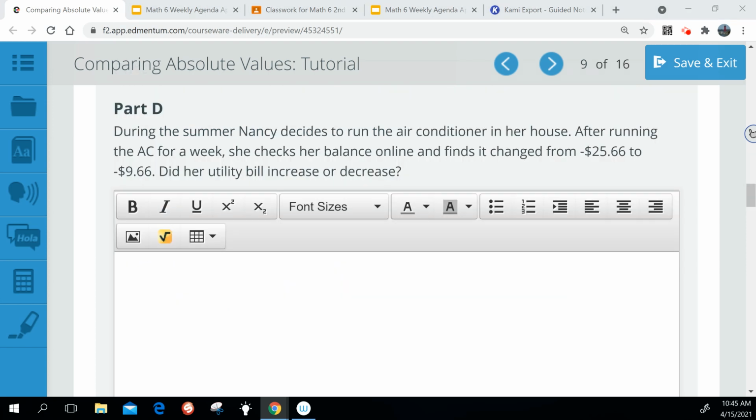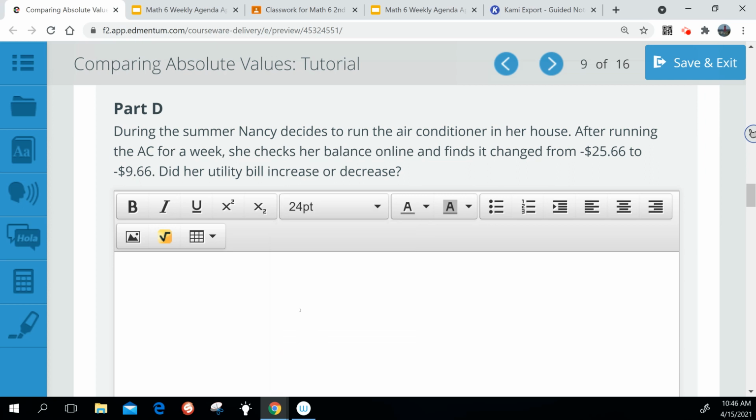During the summer, Nancy decides to run the air conditioner in her house. After running the AC for a week, she checks her balance online and finds it changed from negative $25.66 to negative $9.66. Did her utility bill increase or decrease? What happened, Mylena? It increased, sorry. Because the number negative $9.66 is higher than negative 25.66, right?